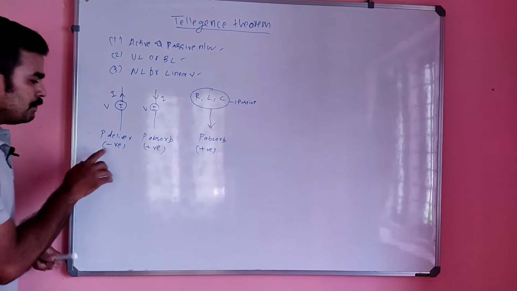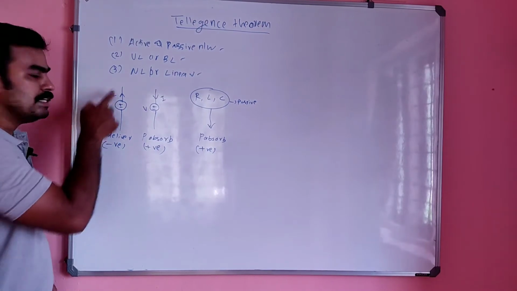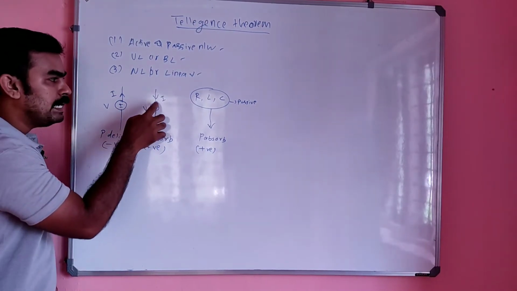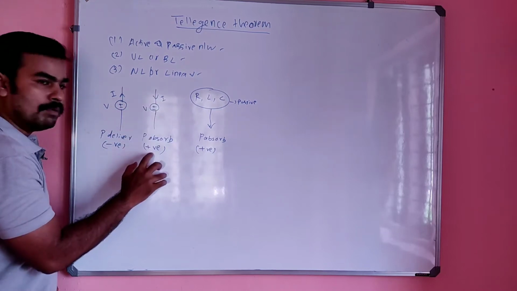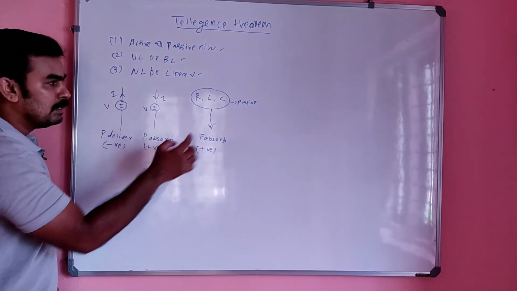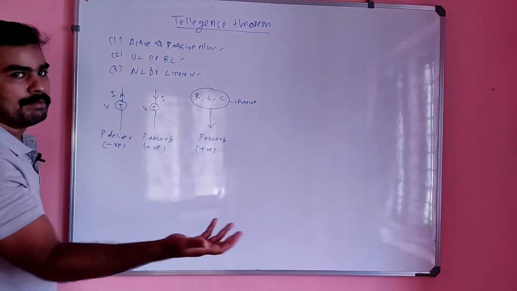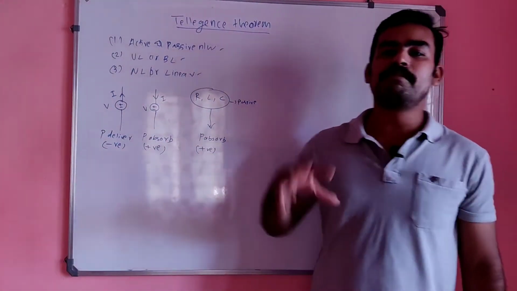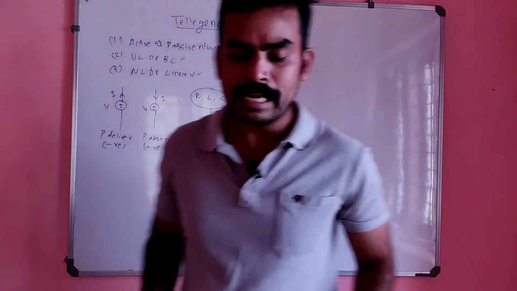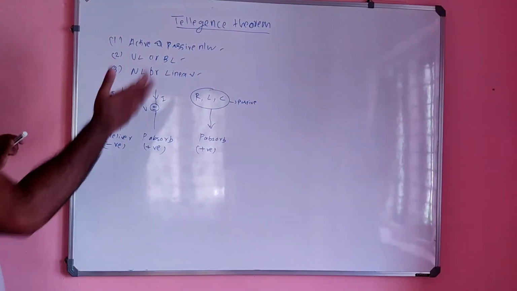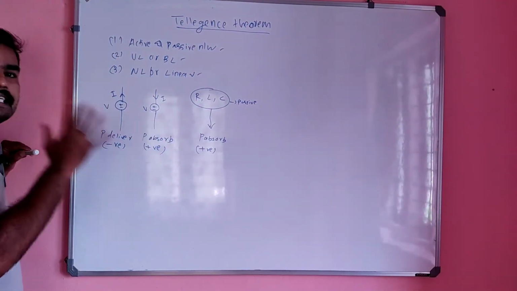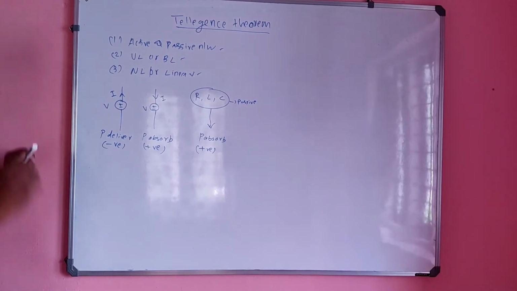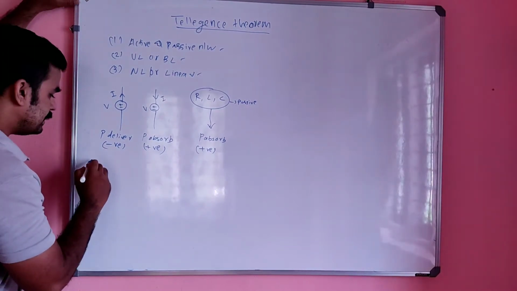So the value of the power is taken to be negative if it is delivering power, and positive when it is absorbing power. R, L, C are all passive elements, so of course for passive elements the power is positive. According to Tellegen's theorem, the algebraic sum of the power in a circuit is 0. Let's check with an example.